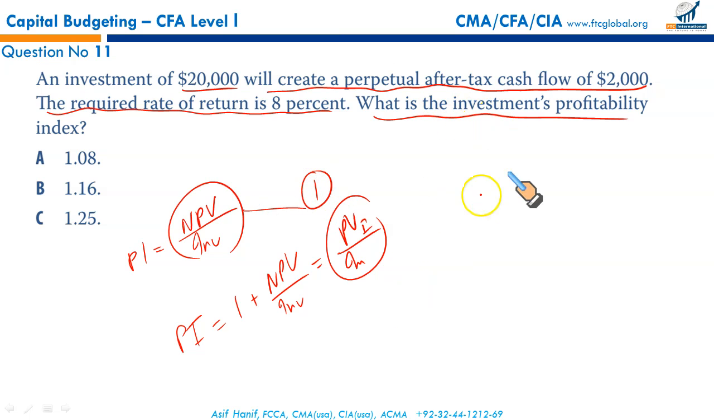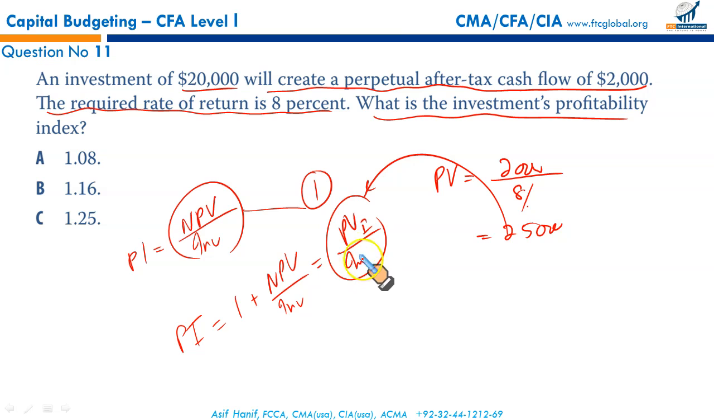So first of all, we will have to calculate the present value of these cash flows, and since we are getting 2,000 in perpetuity, the required rate of return is 8%. It will give us $25,000. Since it is the present value of the future inflows, we are going to use this one. 25,000 upon 20,000 will be 1.25.